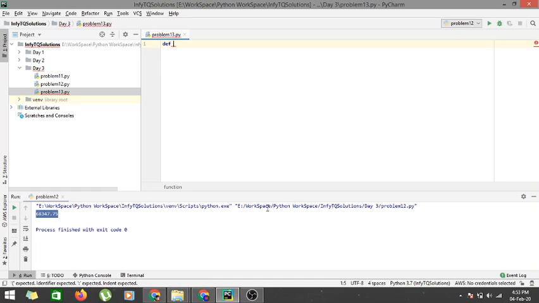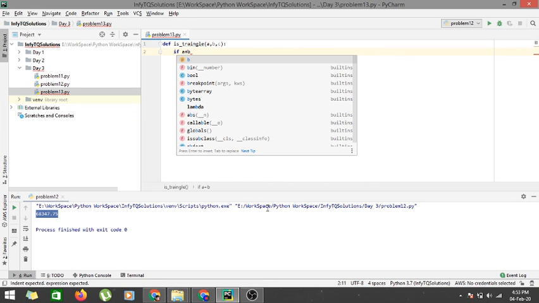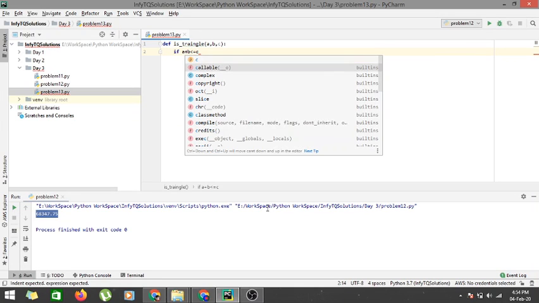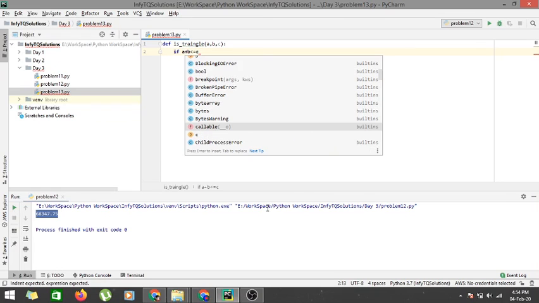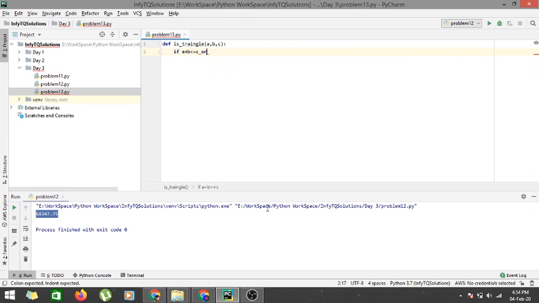So def is_triangle. I'm just creating the function first that will be checking whether the 3 sides form a triangle or not. And A, B, C are the 3 sides of the triangle, as you can guess from the parameters that I've provided in the function here. If A plus B is less than or equal to C, that is, one side C is greater than or equal to A plus B, that would be one case where it would not be a triangle.